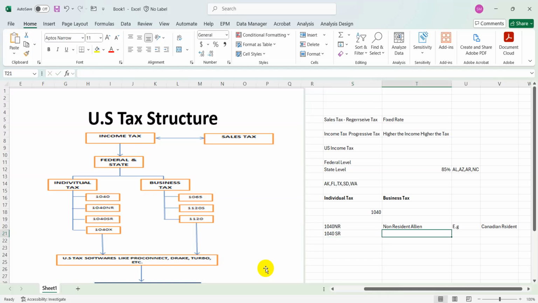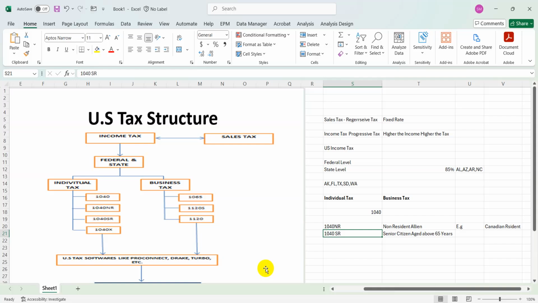Now 1040 SR is a form which senior citizens will file. What I mean by senior citizen is aged 65 years or above. Whether you are equal to 65 years or above 65 years, you are going to file 1040 SR. SR stands for senior citizen, NR stands for non-resident alien. So if your age is 65 or above, you are going to file 1040 SR.